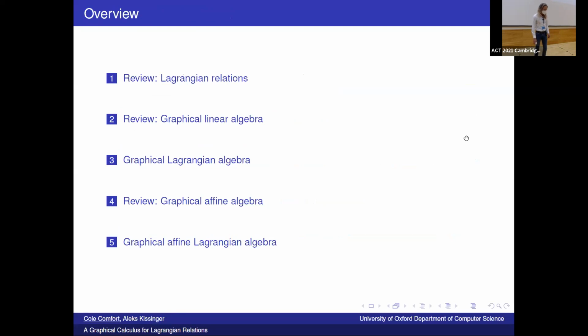So I divide this talk into several sections. The first section is to talk about some really basic review of symplectic geometry and Lagrangian relations. And then after this, I'll talk about graphical linear algebra, so string diagrams for relations of matrices. And then in the third section, we'll combine both of these things to get string diagrams for these Lagrangian relations. And then after this, we'll talk about graphical affine algebra, just this affine extension of graphical linear algebra. And then we'll combine these things again to get graphical affine Lagrangian algebra.